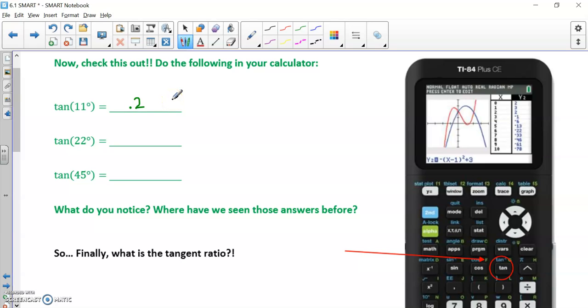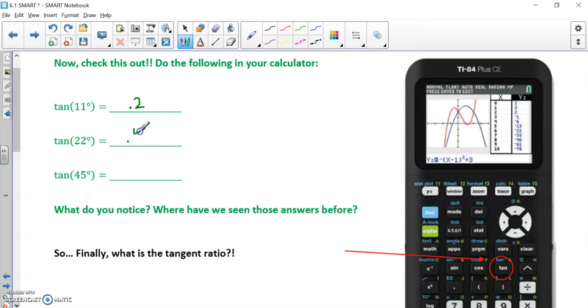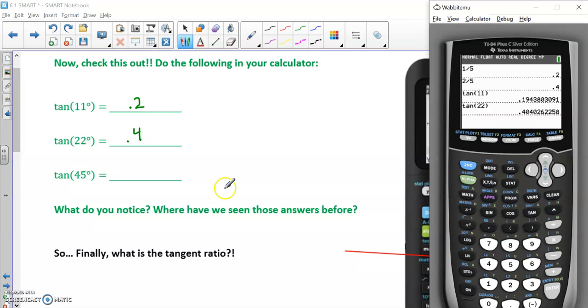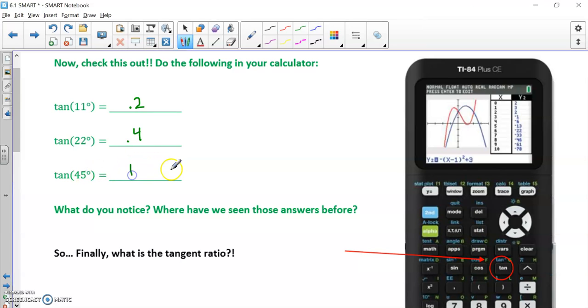Okay, let's do the next one. Tangent of 22. That gives us 0.404026, all this long decimal, but again, if we rounded to just the first decimal place, that gives us 0.4. So that's what we'll write here. And lastly, we get tangent of 45. I do apologize if you hear a lot of background noise. That's my family in the kitchen. Tangent of 45 is going to equal 1.